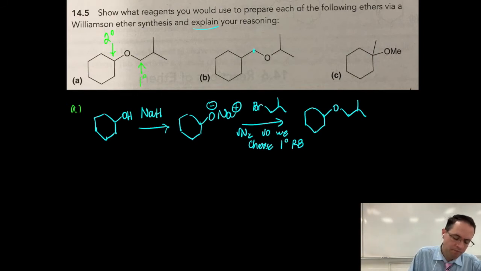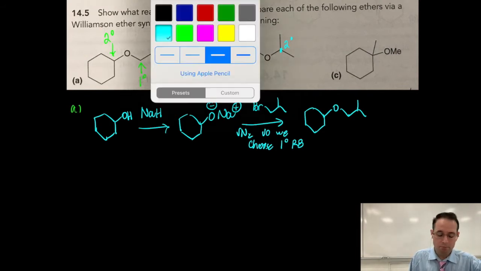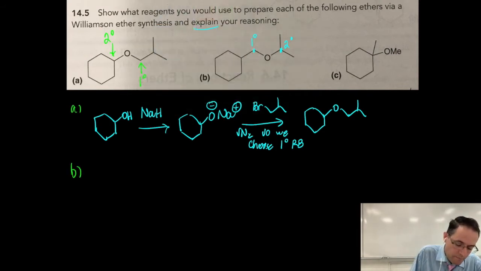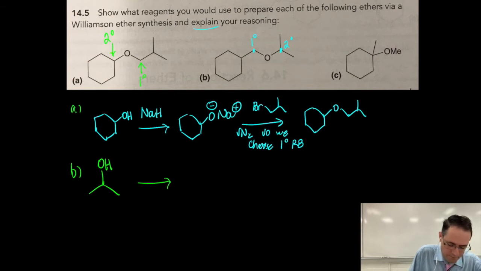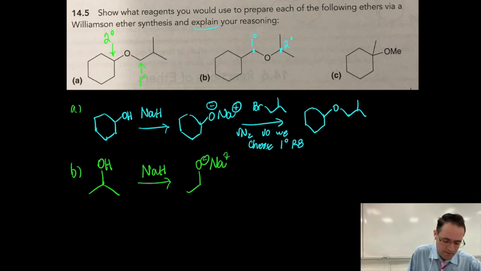In molecule B, we have a primary carbon right here, and we have a secondary carbon right here. So again, we want to choose the more substituted alcohol. So I'm going to choose isopropanol for my alcohol. I'm going to treat this with sodium hydride, and that will make the alkoxide. Okay, the alkoxide. And then what I want to do is add the alkyl halide.